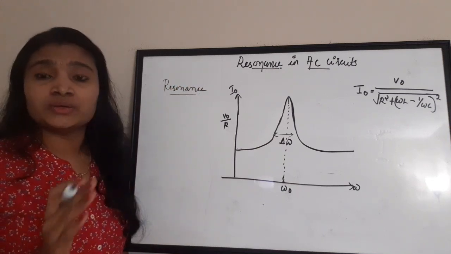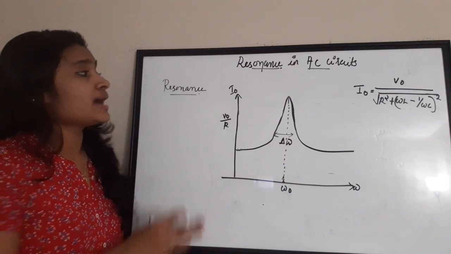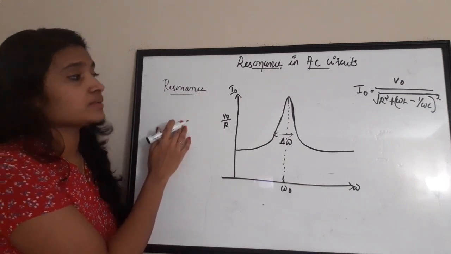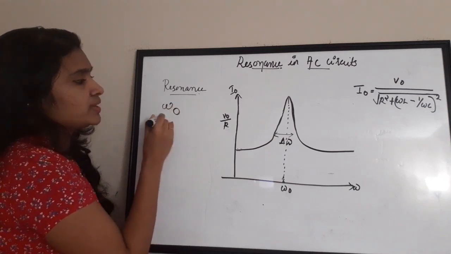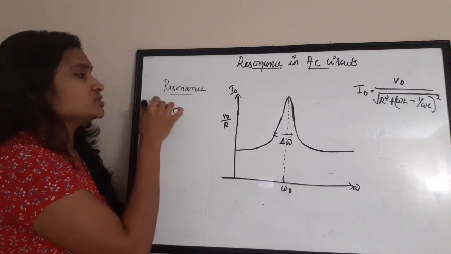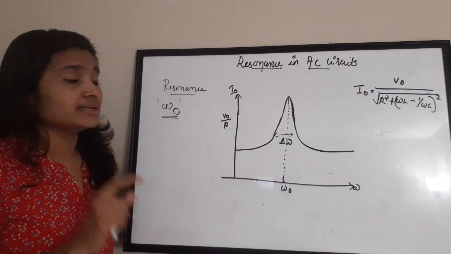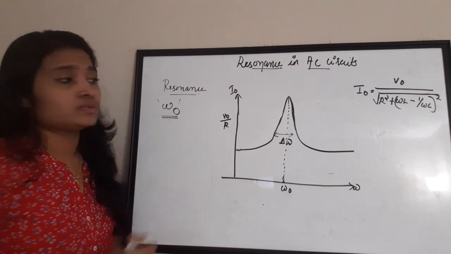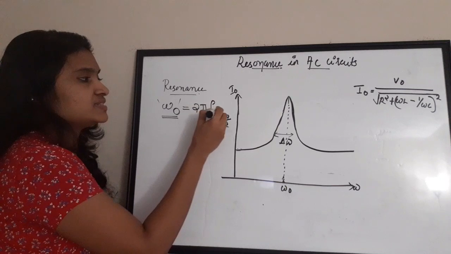At the particular value of angular frequency where the current goes to its maximum value, that state is called the resonance state of an RLC network. This RLC network has a resonant frequency of omega 0. Generally, we use omega 0 to represent the frequency corresponding to the peak value of current. And this omega 0, written in terms of f, is 2 pi times f0.